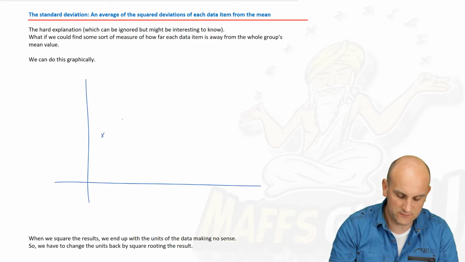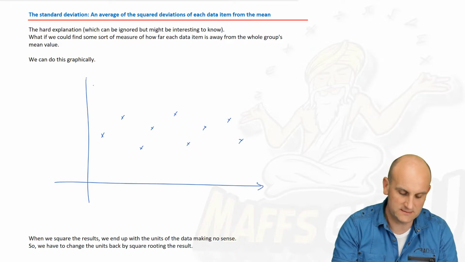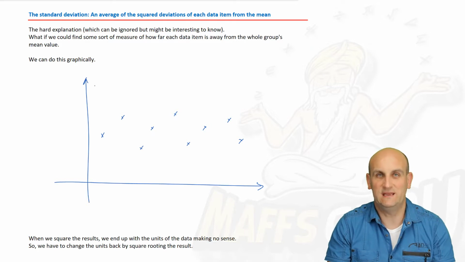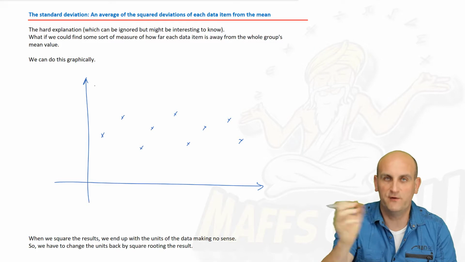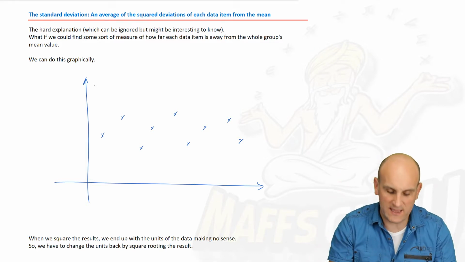I've taken some sort of survey, or I've plotted some sort of data, and this is the data I've got. I've completely made it up. Now, when we take the mean of all of those data items, remember what you're doing. You're adding them all together and dividing by how many data items there are. And you get the mean value, which is somewhere in the middle.